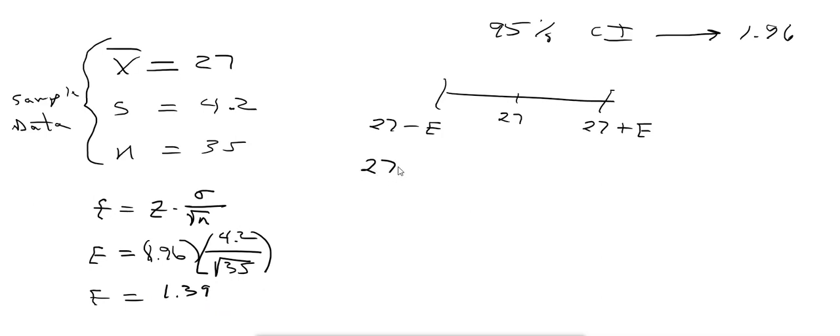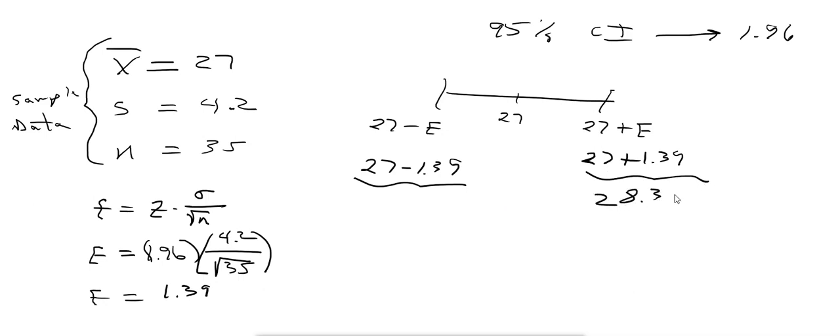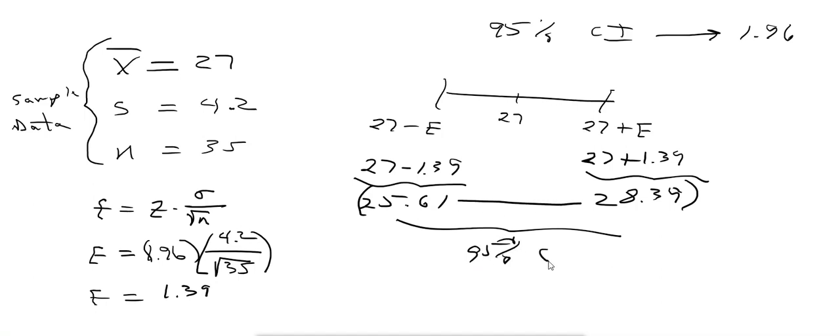So 27 minus 1.39, 27 plus 1.39. And then again, we subtract that and add it to 27: 28.39 and 25.61. So from here to here, there's our 95% confidence interval.